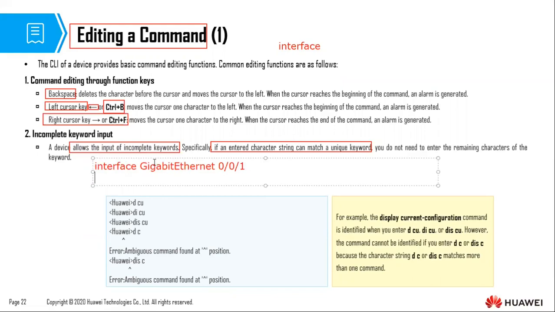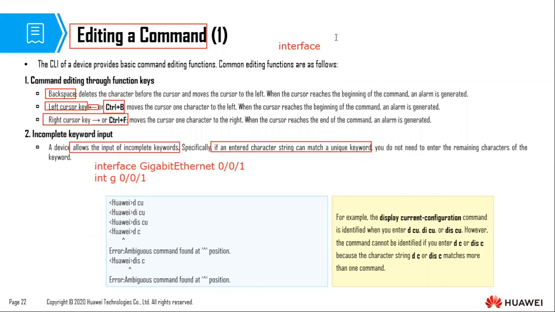But we can write it in short, for example, as int, because there is no other keyword that starts with int. Then we can just type G, for example, or GE. I think it's just G, like that. Then we type the number of the interface, like that. So we can shorten commands by writing the short form like that. So that's just an example.